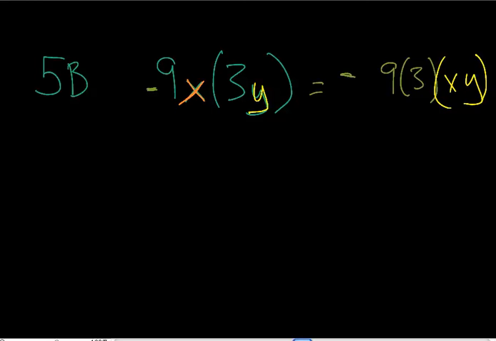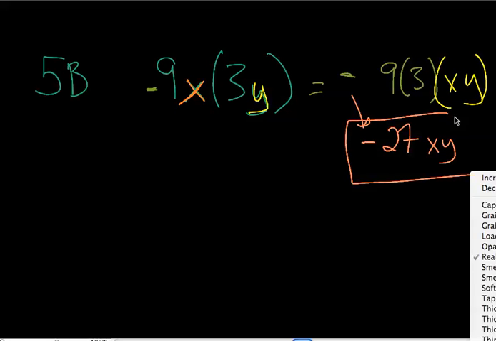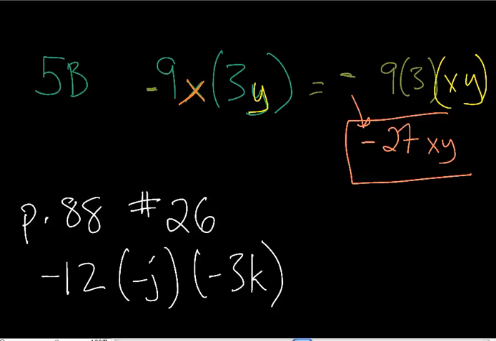And that's the way you got to keep it. Letters with letters, numbers with numbers. What's 9 times 3? That's 27. XY, leave it there. The negative, leave it there. There's only one of them. The answer is -27XY.